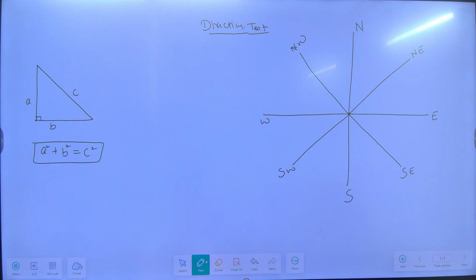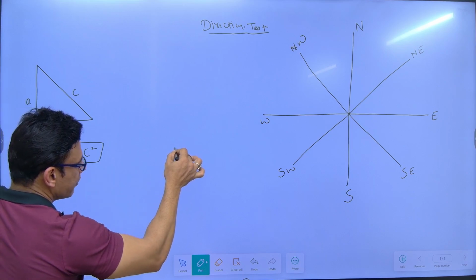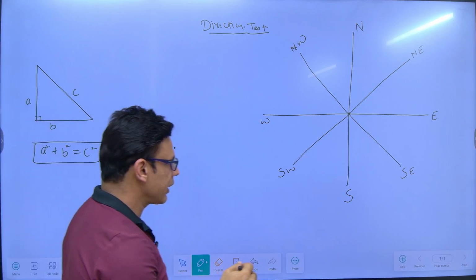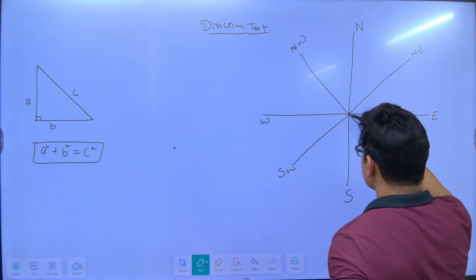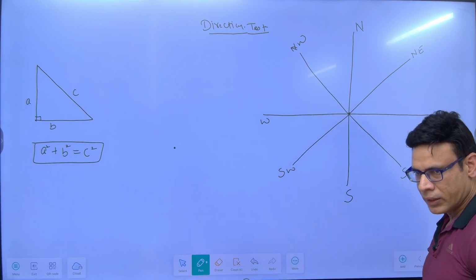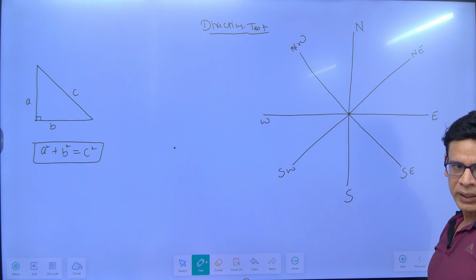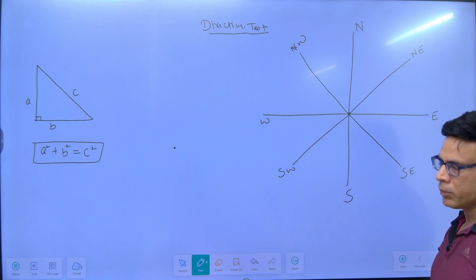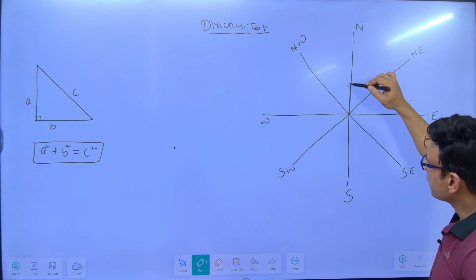So if I say a man facing north moves 10 meters, or a man starts from his house and moves 10 meters to north, then wherever your starting position is, take it as the origin in order to have better clarity. Suppose a man starts from his house and moves 10 meters north. So he'll go 10 meters north, right?